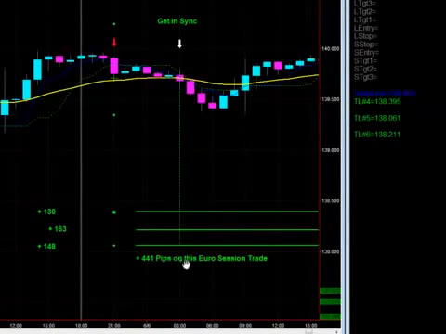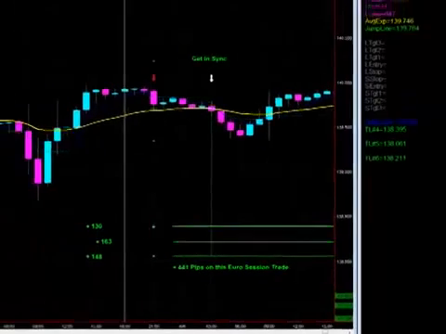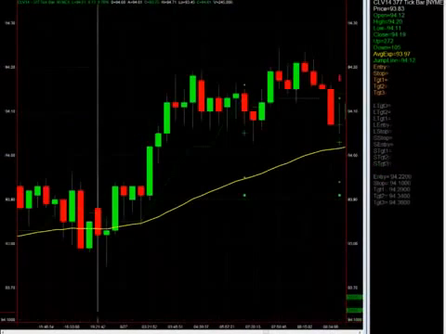The trailer made 163 pips, 441 pips on one single trade on an hourly chart trading the euro yen with the trend jumper reversal trader. Trades great on futures as well.